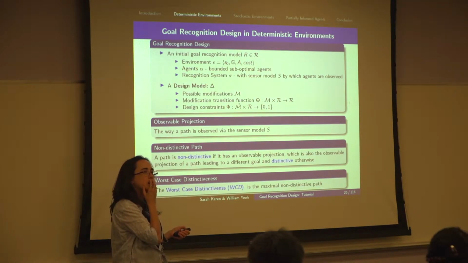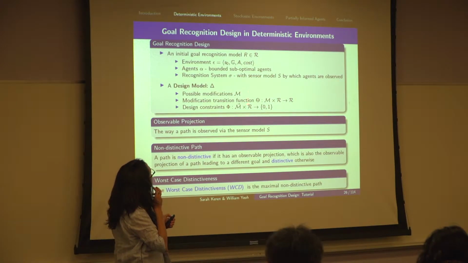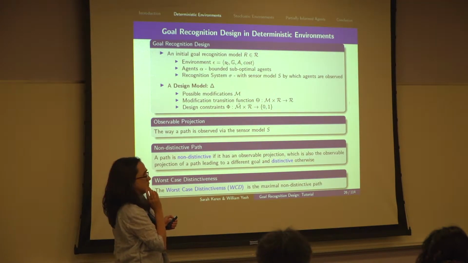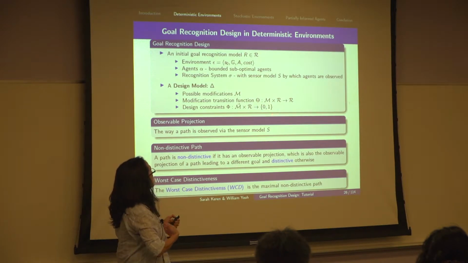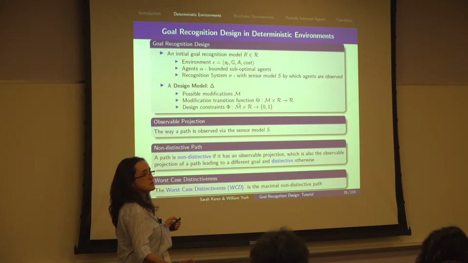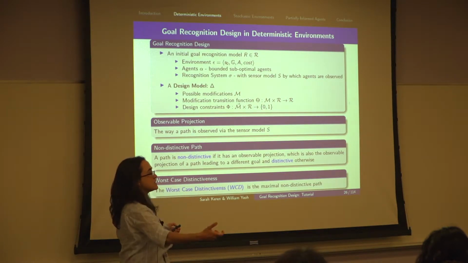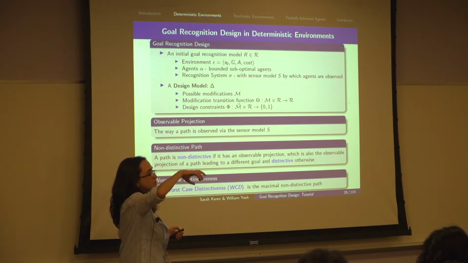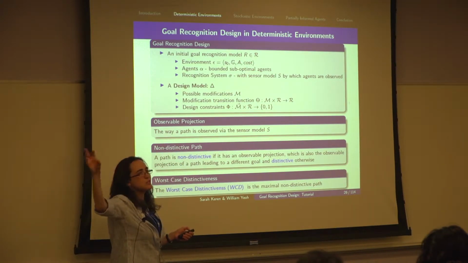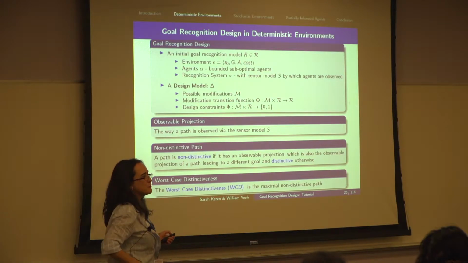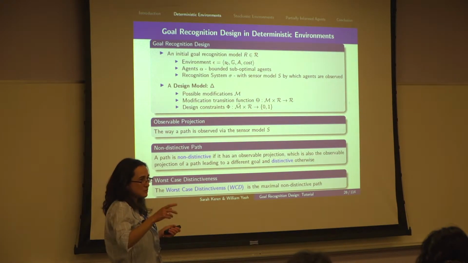So with the design model, do you need to know about the environment it works in? Yes. Or are those completely separate? No, that's a good question. The transition function is defined by a modification and the recognition system on which it operates. So the environment is in the recognition system, and it results in a different recognition system. That's a transition between recognition systems. And basically what we're trying to do here is find the best recognition system, the one that minimizes the worst-case distinctiveness. Thank you for that question.